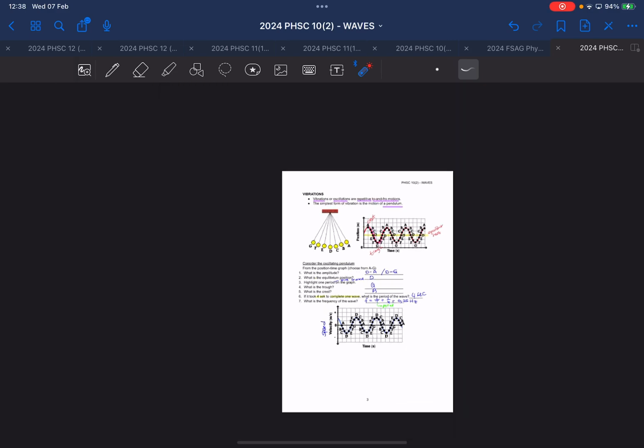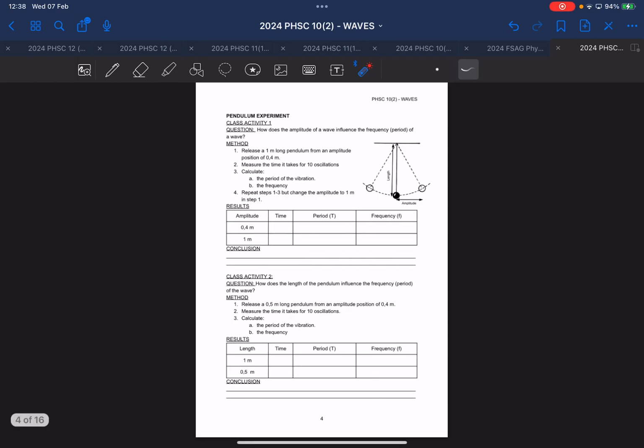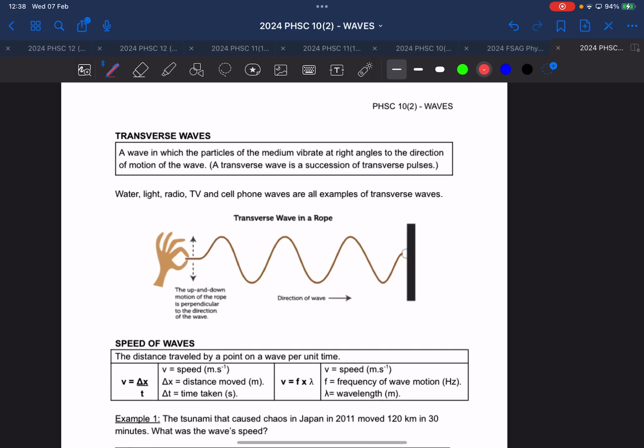Alright. The next page I am going to skip because we are a bit behind. So the next page is not that important. I want to go to page 5.